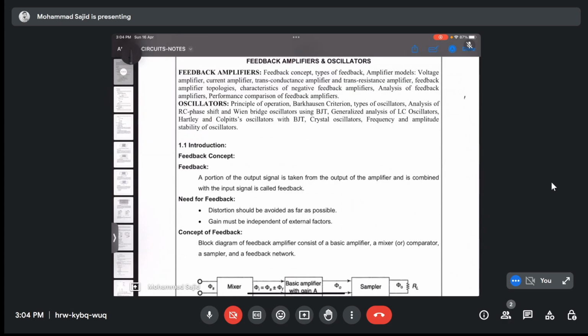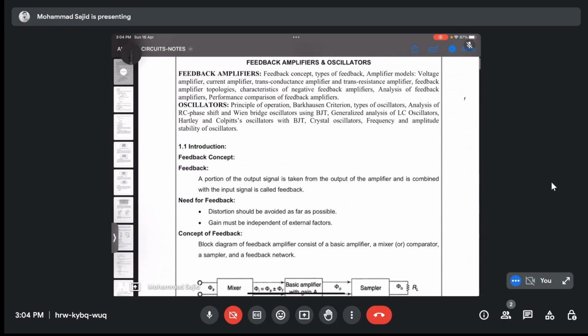Okay, so we'll just start. As I said, this week was about feedback amplifiers. So feedback is, you have input here, this is your transistor, this is your output here. Feedback is feeding back some portion of output at the input, right? This is your feedback.